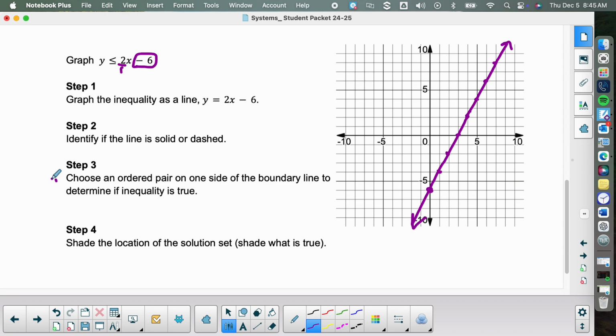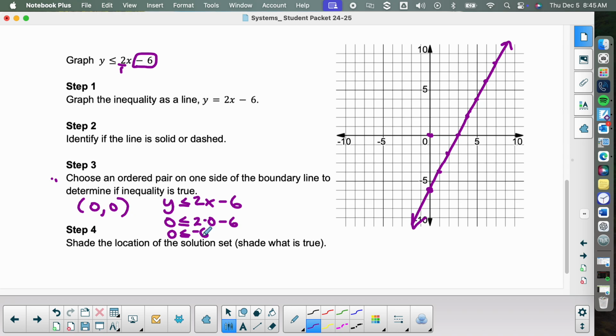Choose an ordered pair, which just means pick any point that's not on the line. The easiest point you should always pick is 0, 0. I'm going to pick 0, 0. And I'm going to put 0, 0 into that inequality. So I'll rewrite it down here. I don't know if you need to or not, but I will. So 0 less than or equal to 2 times 0 minus 6 is 0 less than or equal to negative 6.